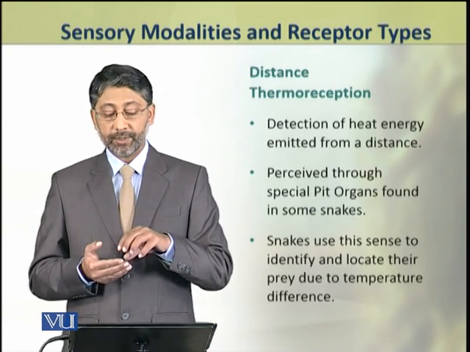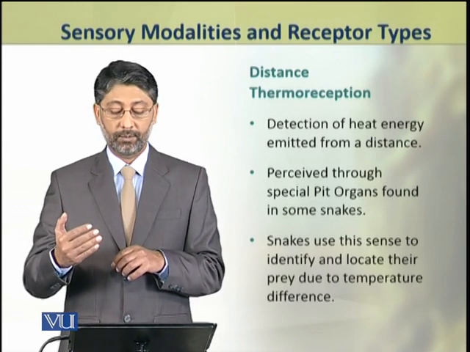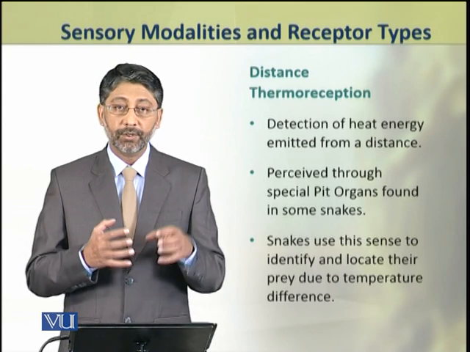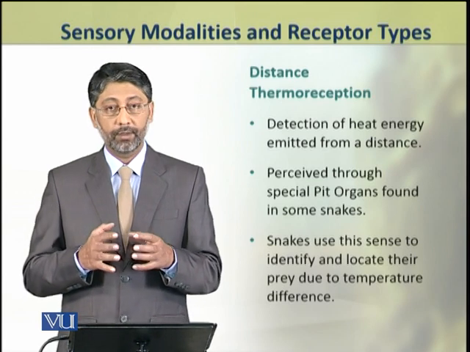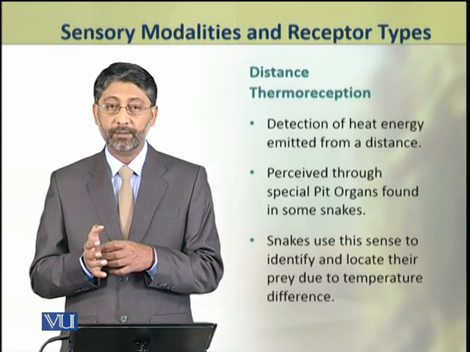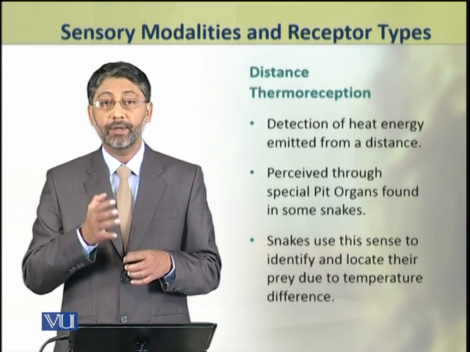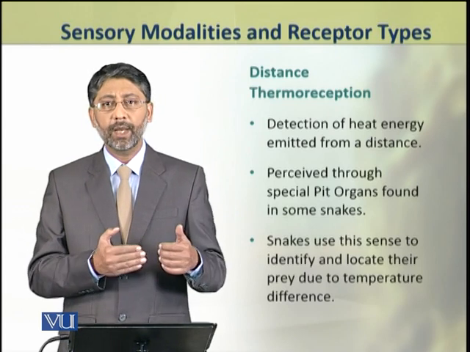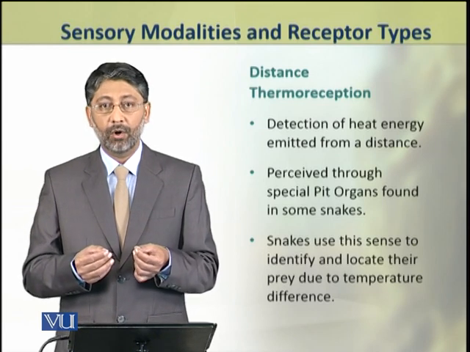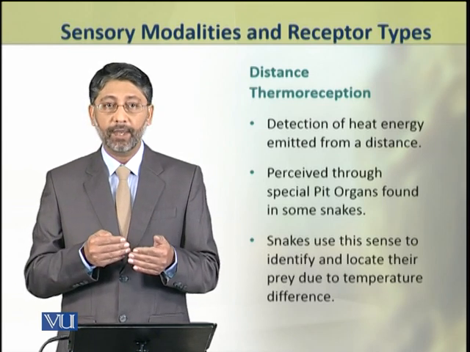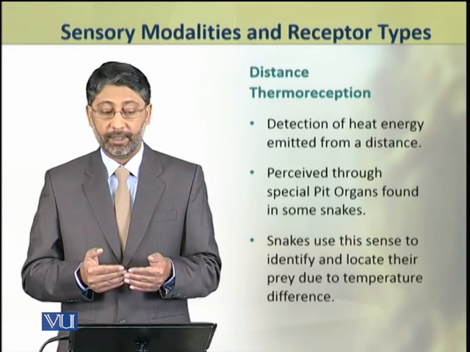The distance thermoreception is the detection of heat energy emitted from a distance. It is perceived through special pit organs which are found in some snakes. Snakes use this sense to detect their prey from a distance due to temperature difference. There is a difference of roughly a few degrees centigrade between the body temperature of mammals and other animals, and snakes can perceive this difference from quite a distance because of their pit organs.